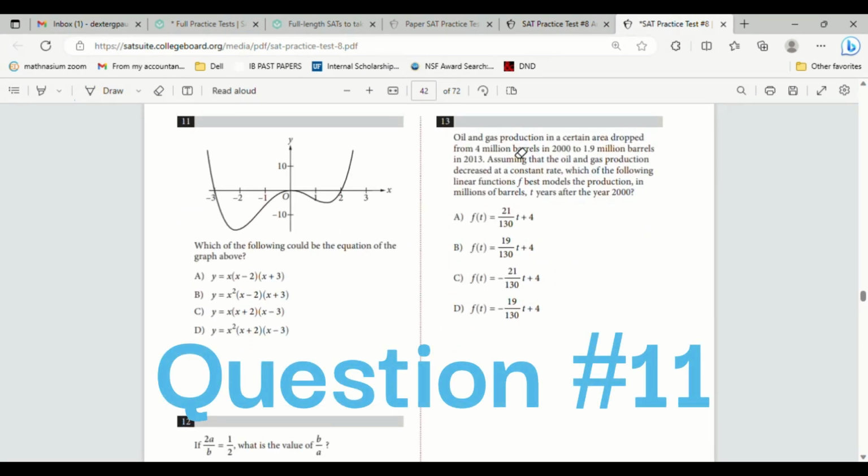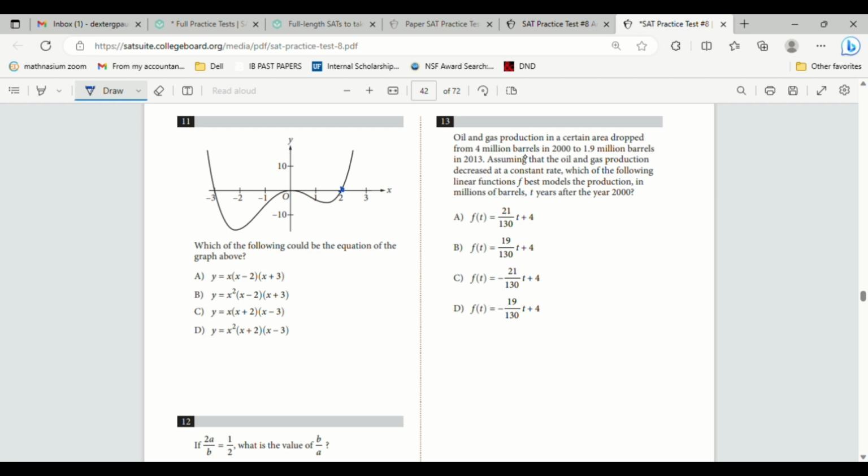Number 11, which of the following could be the equation of the graph above? So we look for all of our intersection points. We have negative 3, 0, and 2. And so we have to then flip the signs because we're going back. We're going from, for example, x equals 2 to x minus 2 as a factor. So it can't be C and D because we need x minus 2 and x plus 3.